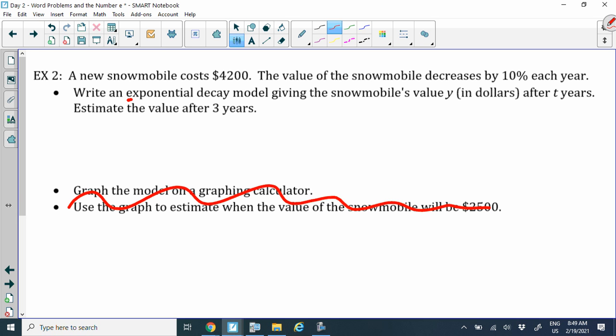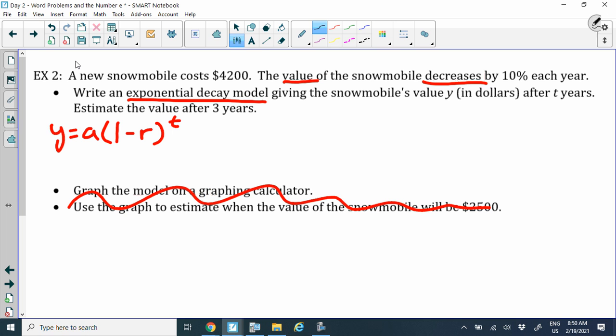Now, it does tell us to write an exponential decay model. But how could we tell without using that? Well, know that it says the value of the snowmobile decreases, okay? So if you ever see anything decaying or decreases, meaning you see those words, that means we need to use a decay model. Okay, so remember our decay model is y equals a times 1 minus r to the t.